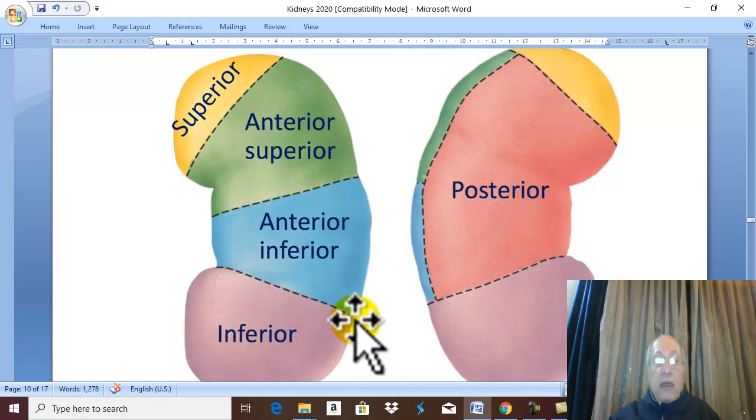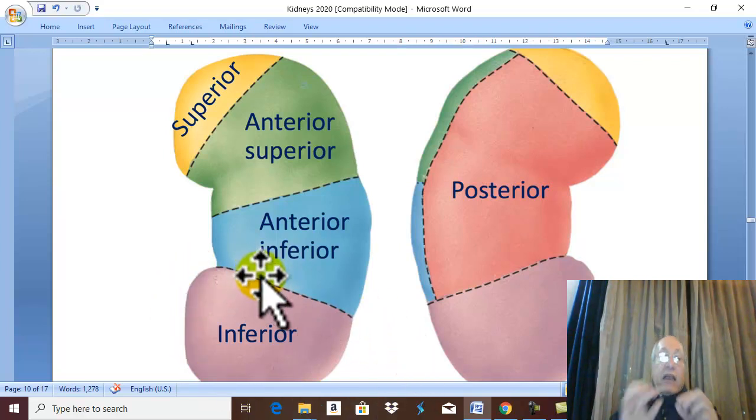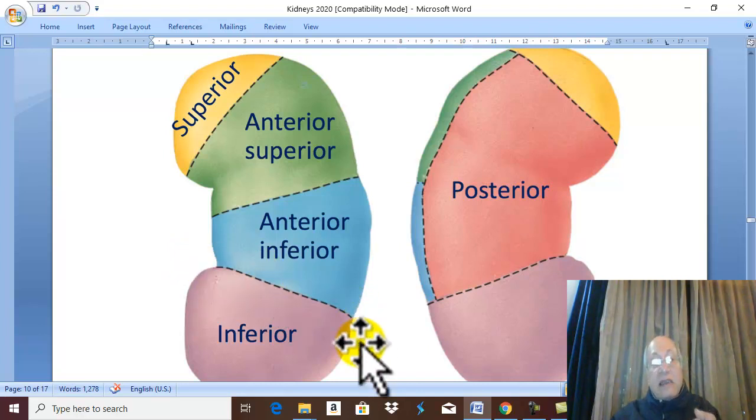We can remove only the diseased segment of kidney by ligation of the segmental artery and the diseased segment only, leaving the healthy tissue, or the remaining healthy tissue, for the patient. Therefore, this is very important, and it is the principle of partial nephrectomy.